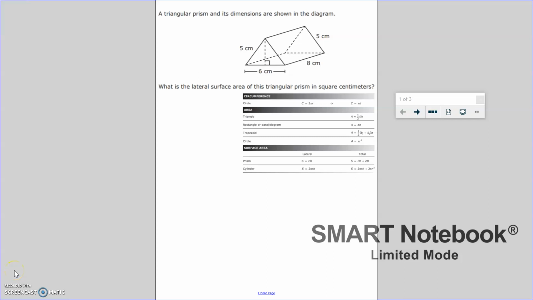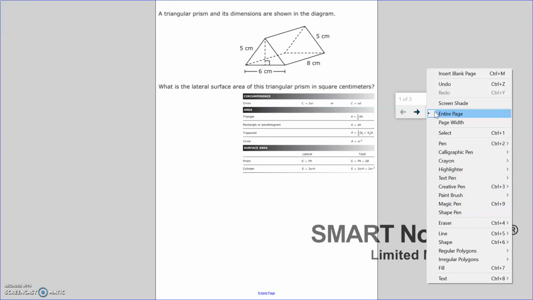Today we're working on a mixed review on surface area of cylinders and prisms. So let's take a look at our first example. It says a triangular prism and its dimensions are shown in the diagram. What is the lateral surface area of this triangular prism in square centimeters?